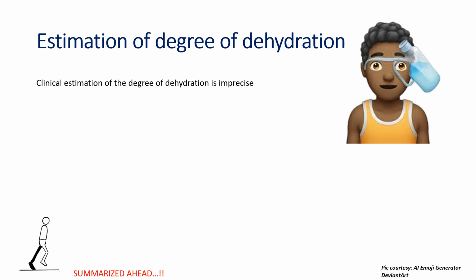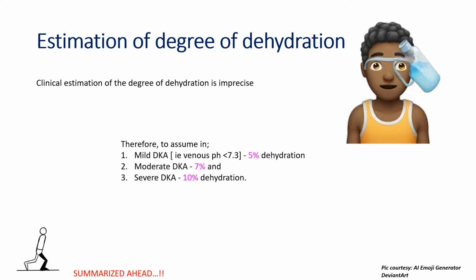Clinical estimation of the degree of dehydration is imprecise in DKA and shows only fair to moderate agreement among examiners. Therefore, it has been proposed to assume in mild DKA, that is conditions in which venous pH is less than 7.3 and bicarbonate less than 18 millimoles per liter, that the child has mild dehydration or 5% dehydration. Moderate DKA implies moderate dehydration as per these guidelines, that is 7% dehydration, and severe DKA can be assumed to have severe dehydration, that is 10% dehydration.